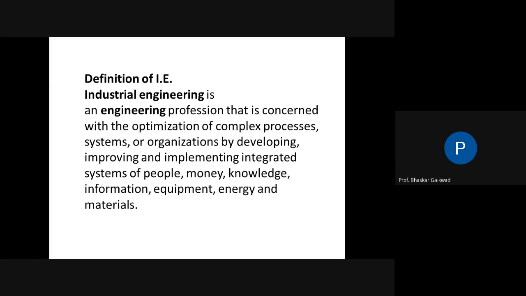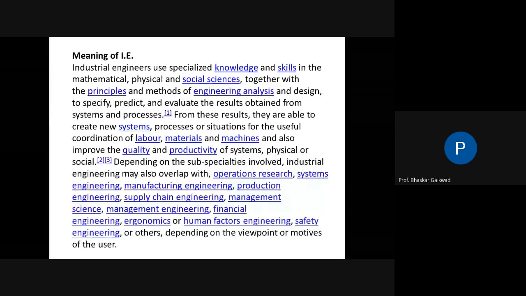So whatever the dark points I have given, we have to include in the meaning of industrial engineering. Here we require the knowledge, skills, basic principles of manufacturing, engineering analysis, layout, material, machine, and quality and productivity. This point we have already covered. Even though it is revision, optimum utilization of all resources, which is actually required, comes under the meaning of industrial engineering.